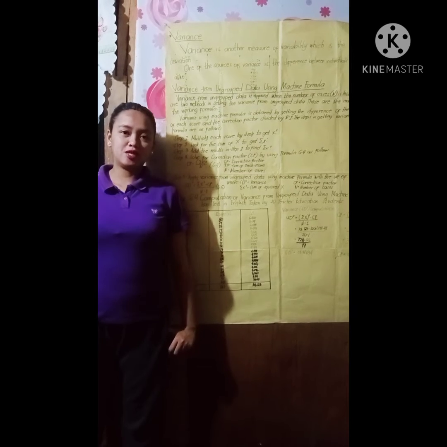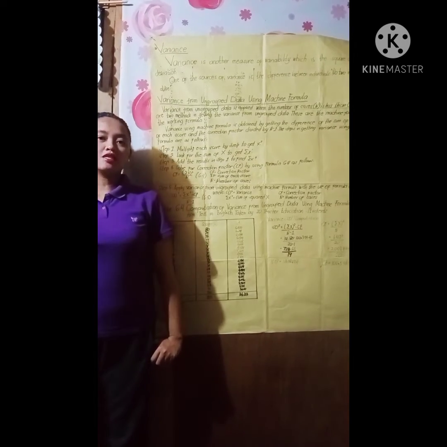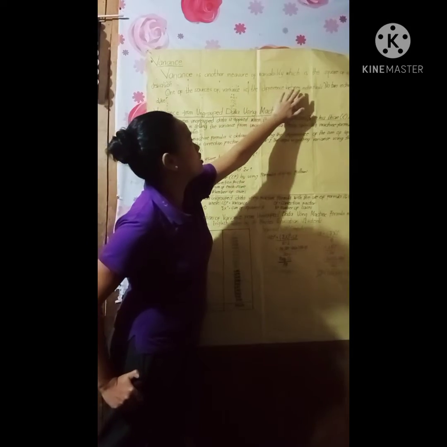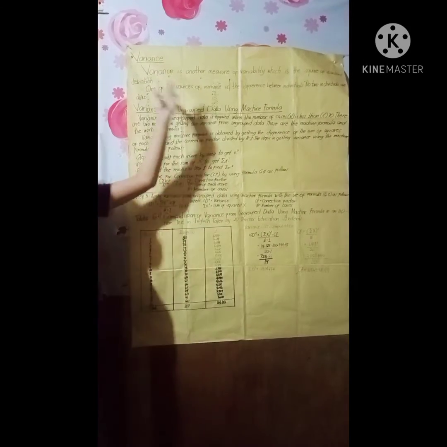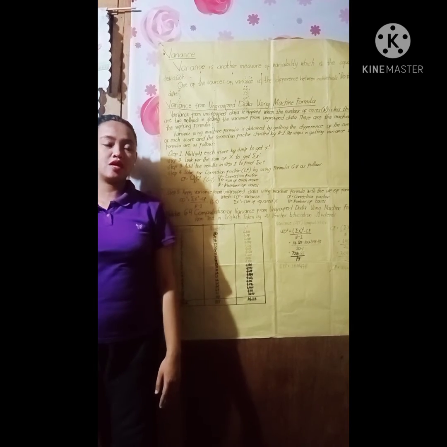So, my topic for this afternoon is about variance. So, what is variance? When we say variance, it is another measure of variability, which is the square of standard deviation. In other words, variance is the square of standard deviation.